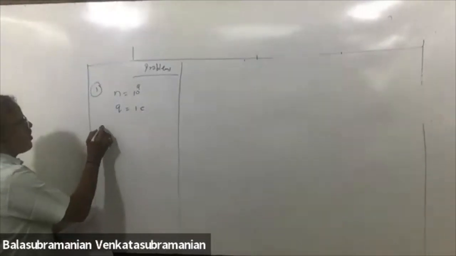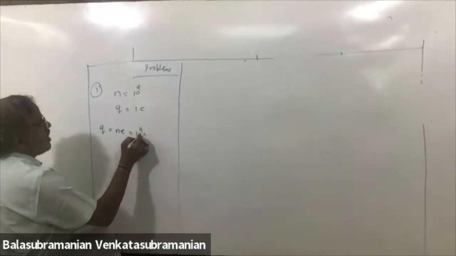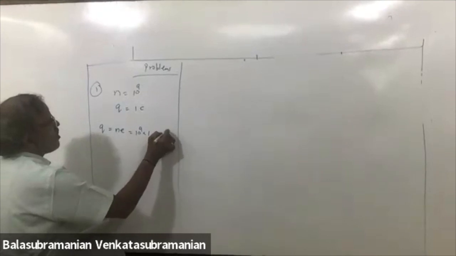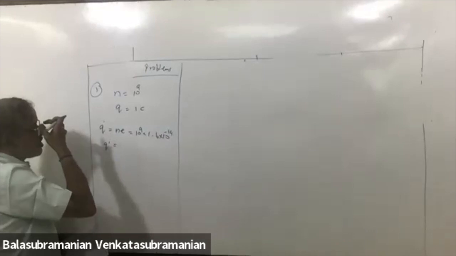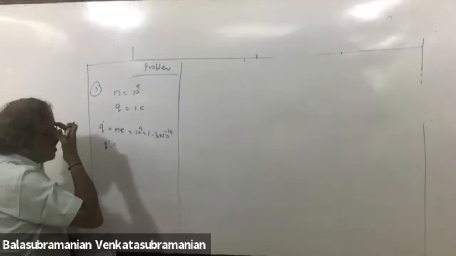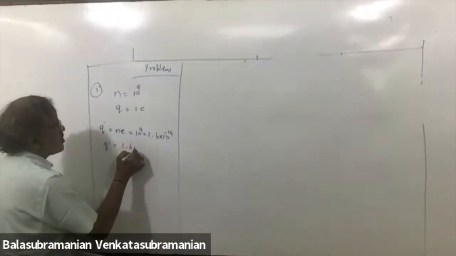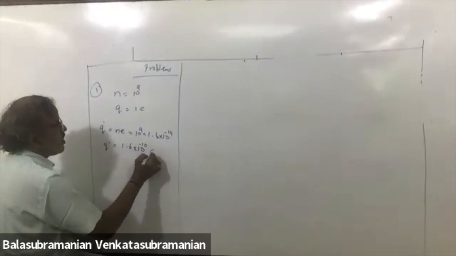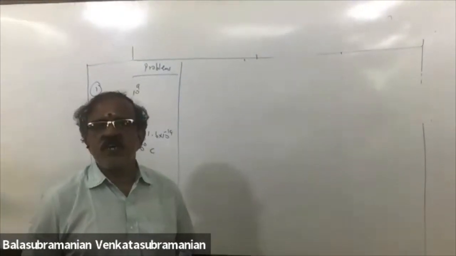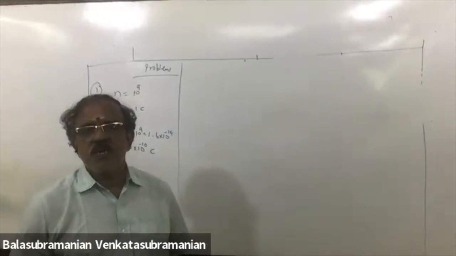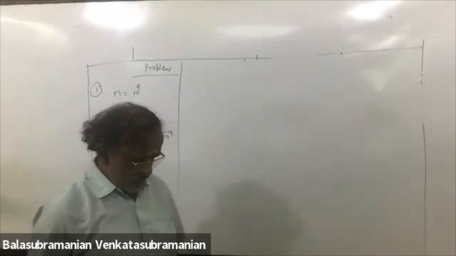You know the basic formula, Q is equal to NE. N is 10 power 9, E is 1.6 into 10 power minus 19 coulomb. So Q dash, in our case, our requirement is Q, 1 coulomb. So 1.6 into 10 power minus 10 coulomb is the charge present in the body. Number of electrons is given, total charge present in the body. I need the time taken for 1 coulomb of charge.